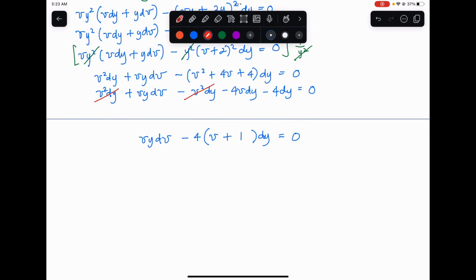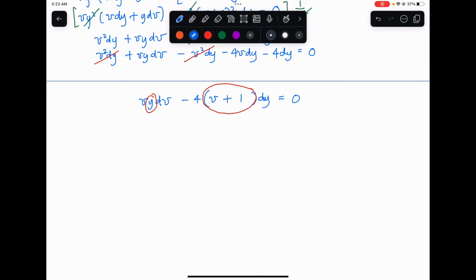So now, which is in excess? So this is vy dv, so this is dv. We are in excess of y. Then minus 4 times v plus 1 dy. So we are in excess of v plus 1. So thus, we'll have v dv divided by v plus 1, then minus 4 dy divided by y. So v dv over v plus 1 minus 4 dy over y is equal to 0.